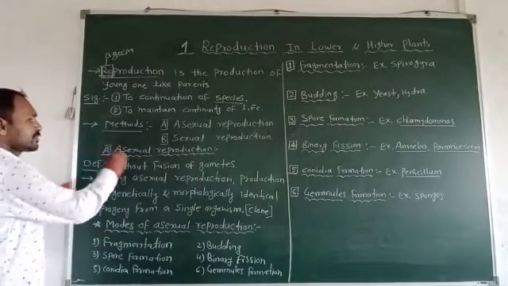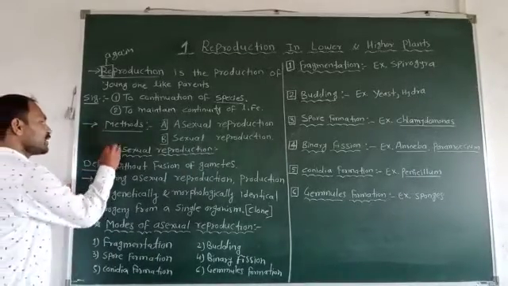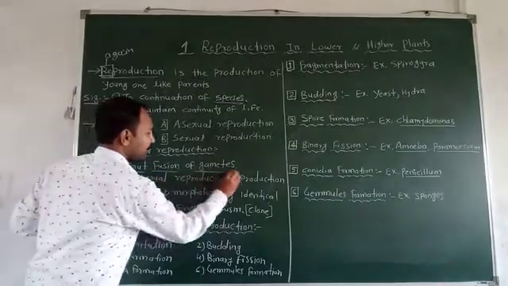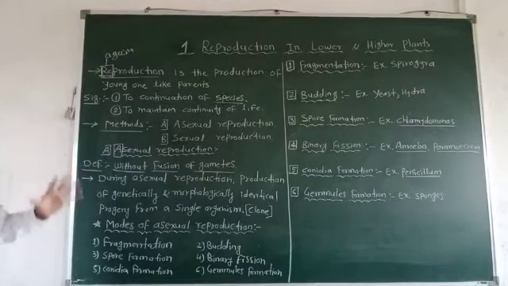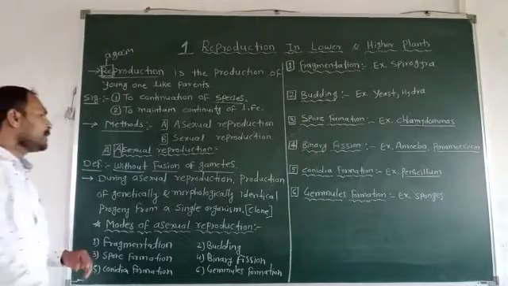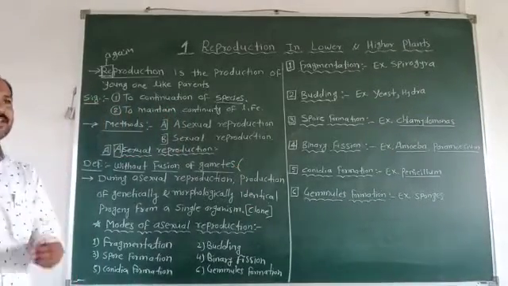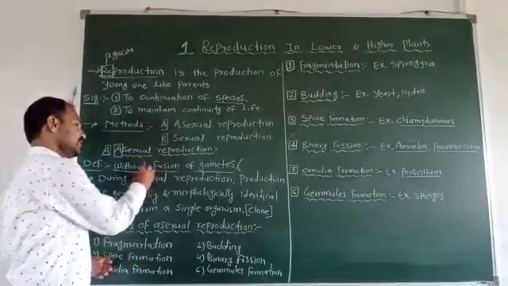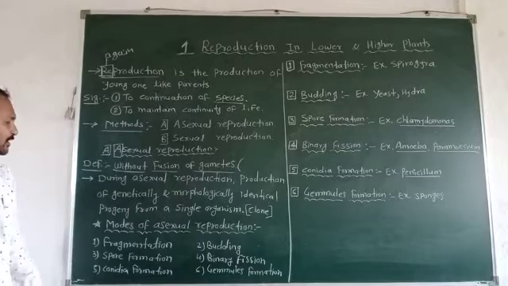Now first of all, asexual reproduction. What is the meaning of asexual reproduction? A means without, without fusion of gametes. Without fusion of gametes, that is called simply asexual reproduction. Then what is a gamete? Gametes are haploid cells, that is, male and female gametes. These haploid cells do not fuse in this type of reproduction, so it is called asexual reproduction.